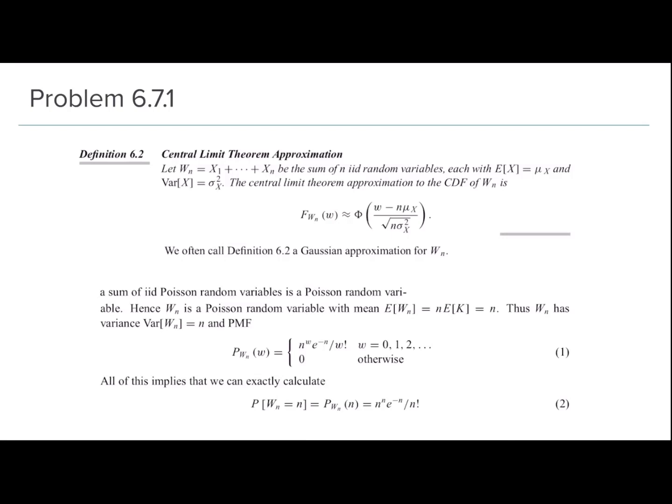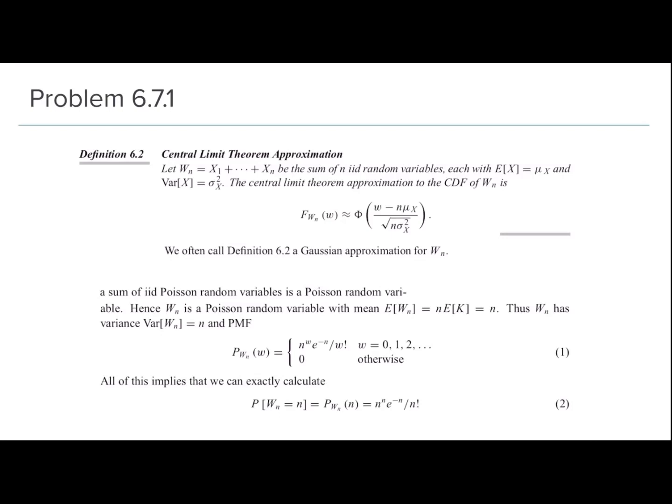So in the question, what we have is basically a sum of IID Poisson random variables, and the sum of IID Poisson random variables is also a Poisson random variable. So basically, Wn is a Poisson random variable with mean E[Wn] equal to n times E[K], which is equal to n, and Wn has a variance equal to n, and the PMF is defined as follows. P_Wn(w) is equal to n raised to the power w, e raised to the power minus n, divided by w factorial for w equal to 0, 1, 2, and 0 otherwise.